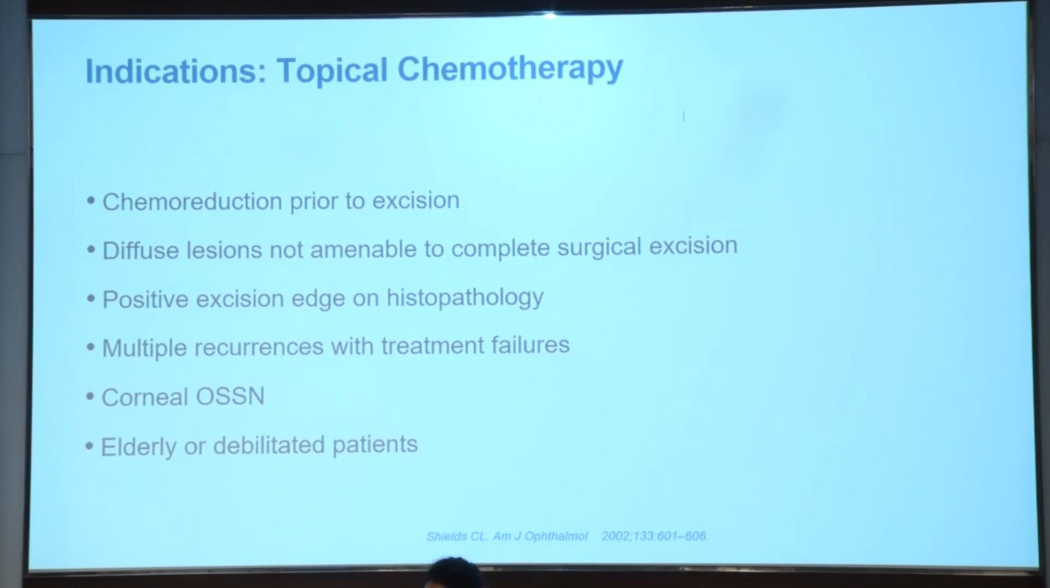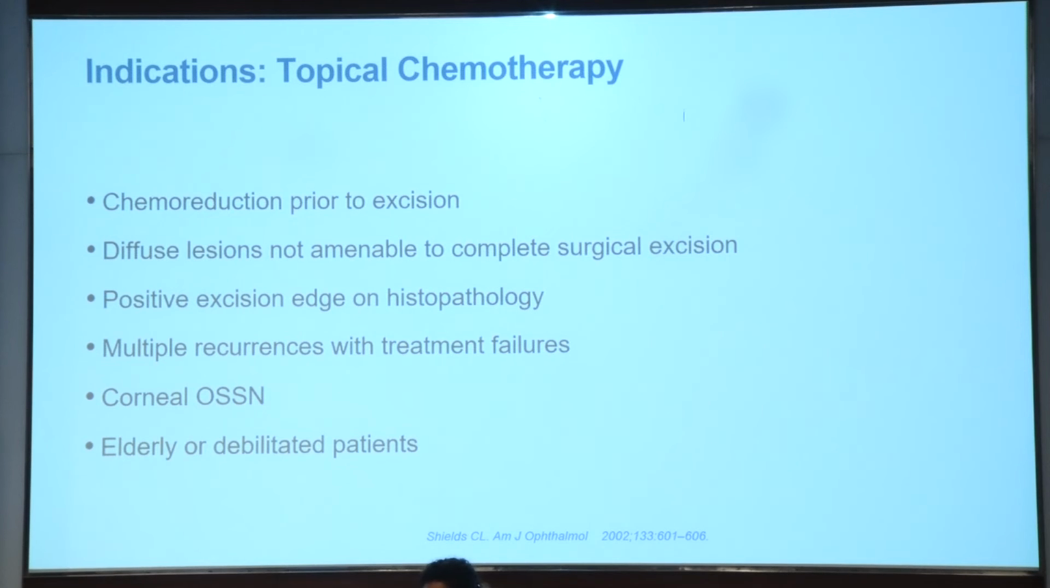So there are specific indications for topical chemotherapy, not that every patient you give interferon or mitomycin blindly. Basically, one is that if you are planning an excision but the lesion is too big, so you want to reduce the size of the tumor, then you give topical chemotherapy and then take up the patient for surgery later. If it's a very diffuse lesion where you think surgical excision will not be possible, that's one indication.